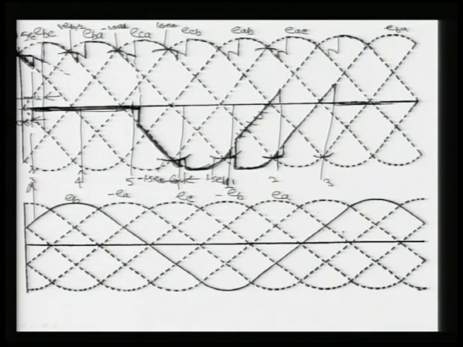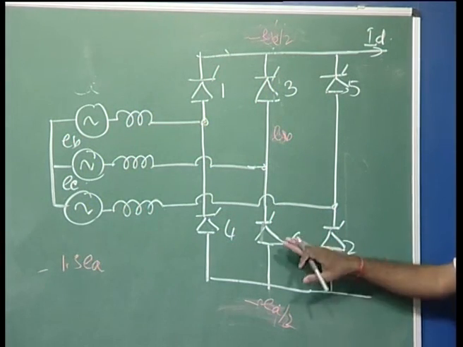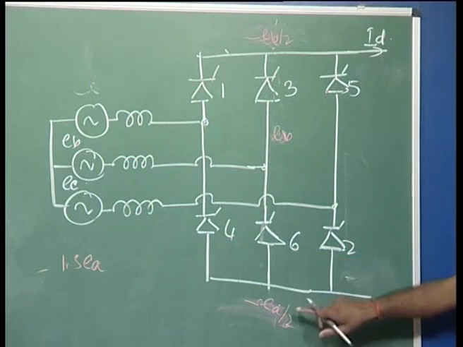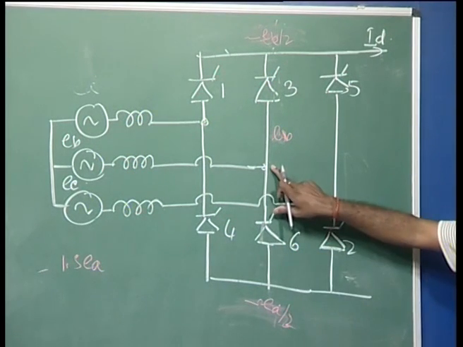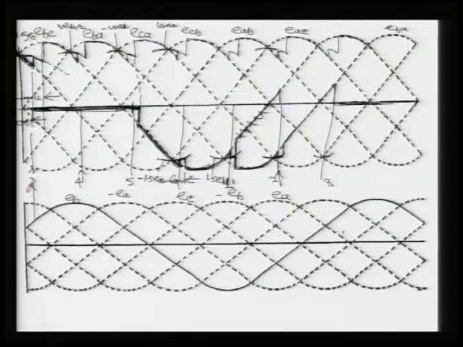Now, at this point we again give the pulse to 2, and the commutation of 6 and 2 takes place. The voltage here will be minus EA by 2, and this voltage is here, and 1 is conducting here. So again we are following this voltage. Now this is the output voltage, and again here 3 is fired, which means it will be 0 here. So, this is your valve 3 voltage.